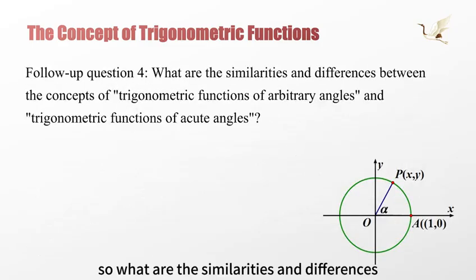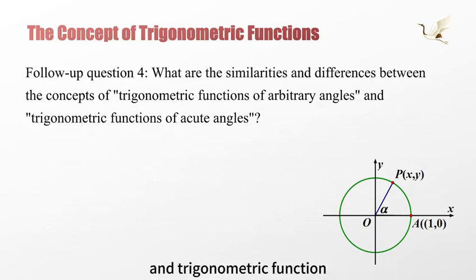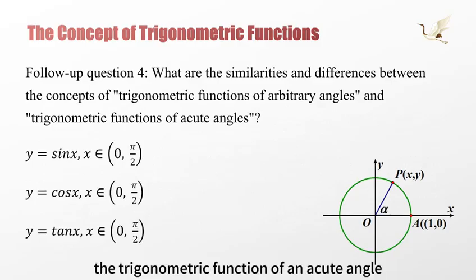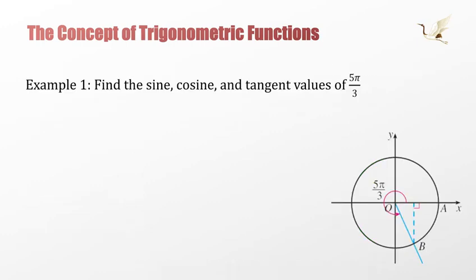So what are the similarities and differences between the trigonometric function of an arbitrary angle and the trigonometric function of an acute angle? In fact, we can find that the trigonometric function of an acute angle is the trigonometric function of any angle defined on the open interval 0 to pi over 2. Let's take a look at this example.